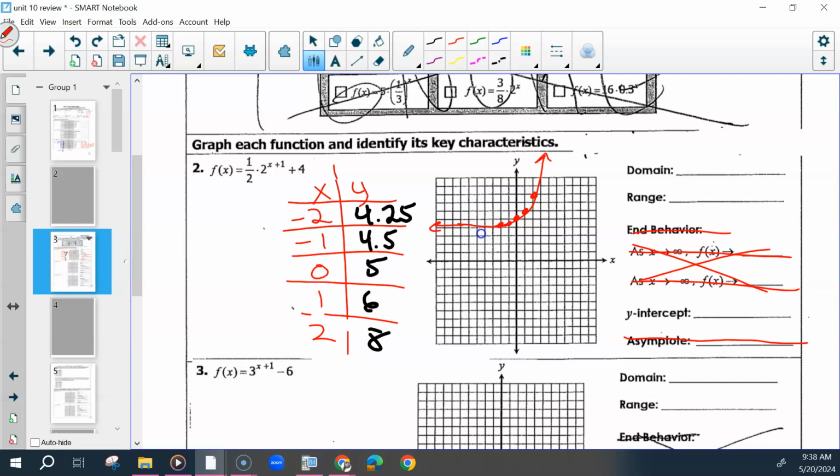So then for our domain, left to right, this keeps going left, this keeps going up and right, so domain is all real numbers. Whichever way you want to write that, do that.